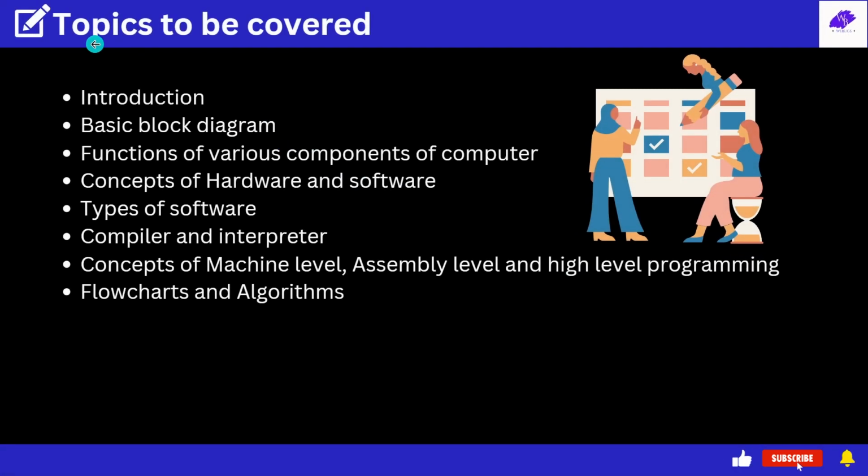So first of all, the topics to be covered will be introduction to computer and programming, basic block diagram of computer, functions of various components of a computer, concept of hardware and software, types of software, compiler and interpreter, concept of machine level, assembly level, and high level programming, flowcharts and algorithm. In this video we are going to learn only the first 3 topics of this introduction: basic block diagram and functions of various components of a computer, which are included in this basic block diagram.